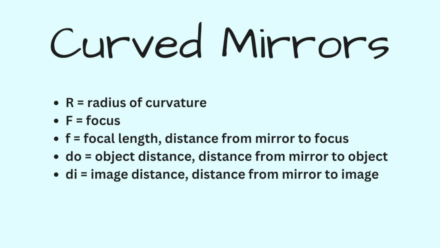We have capital R as the radius of curvature, capital F is the focus, lowercase f is the focal length, which is the distance from the mirror to the focus, DO is the object distance, which is the distance from the mirror to the object, and DI is the image distance, which is the distance from the mirror to the image.